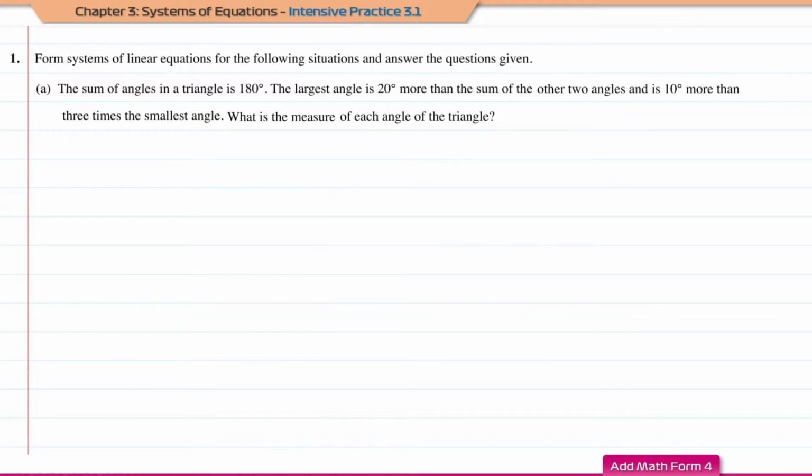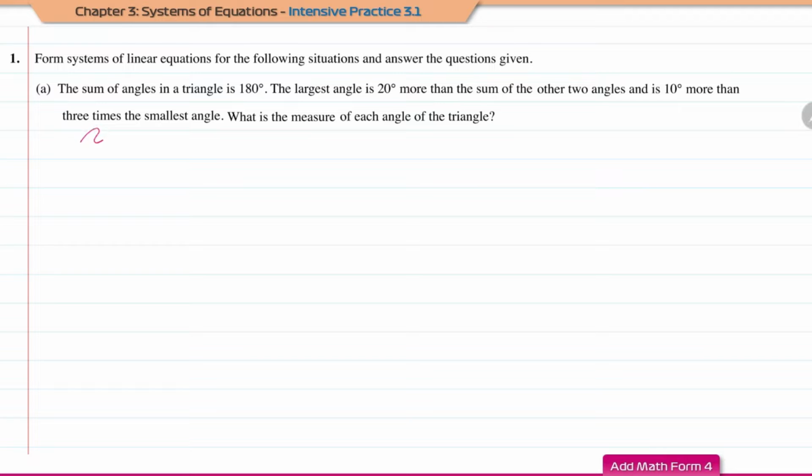Intensive practice 3.1, question number 1. Form a system of linear equations for the following situations and answer the questions given. A, the sum of angles in a triangle is 180 degrees. The largest angle is 20 degrees more than the sum of the other two angles and is 10 degrees more than 3 times the smallest angle. What is the measure of each angle of the triangle?